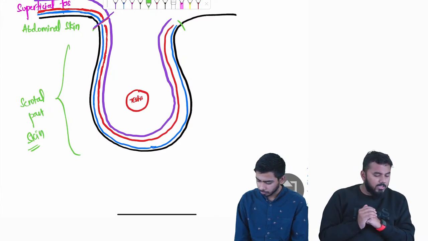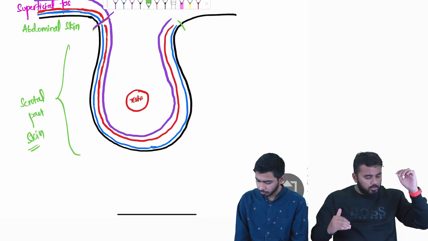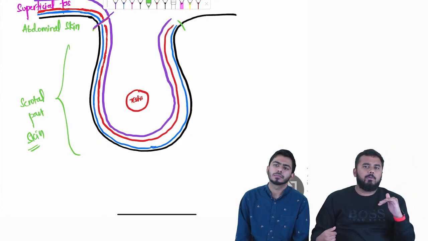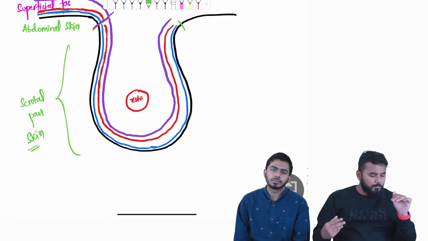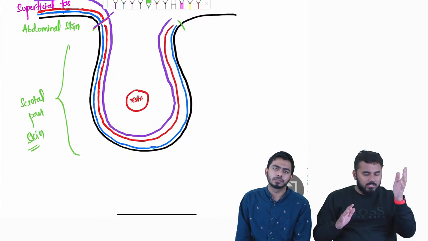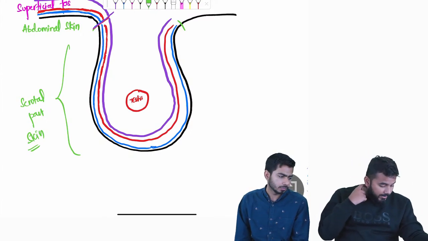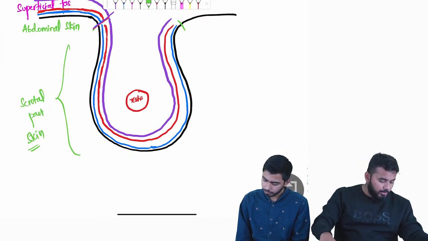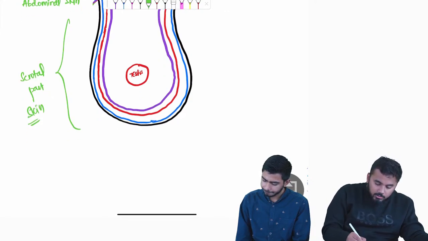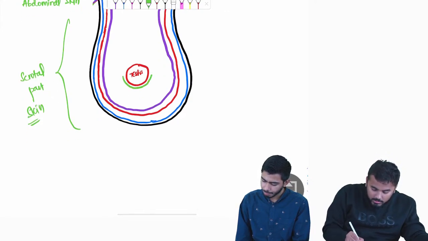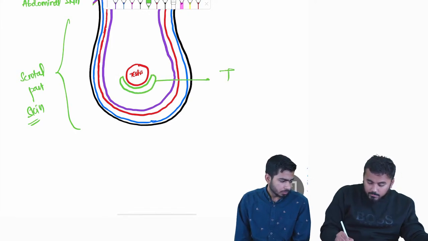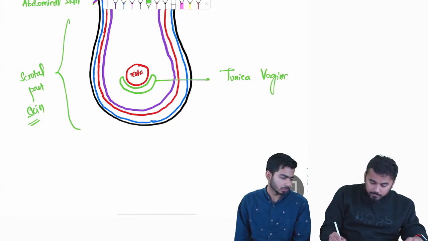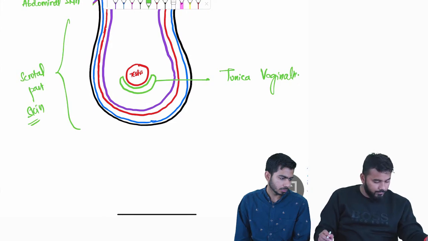So in this way, guys, you can know the layers of the testis also. You can know the layers of the abdomen also, because you need not study it separately, right? This is all in continuation. Very good, Sanyasi Pandit. It is called tunica vaginalis. Yes, very good. So surrounding this, there was something like this. This is called tunica vaginalis. Okay.